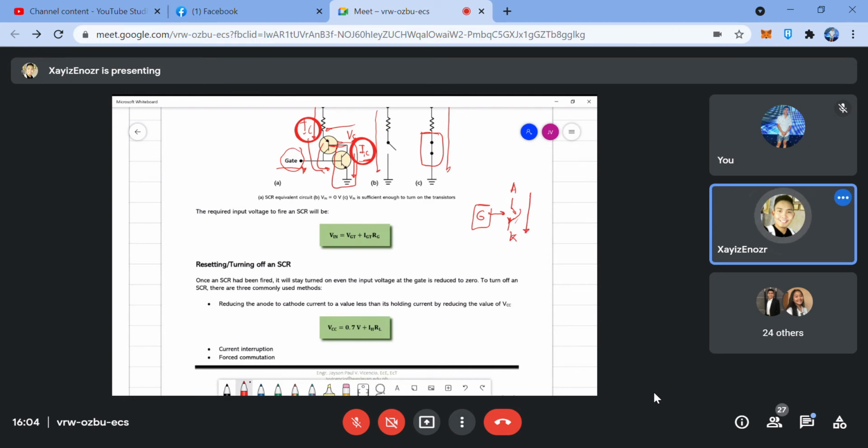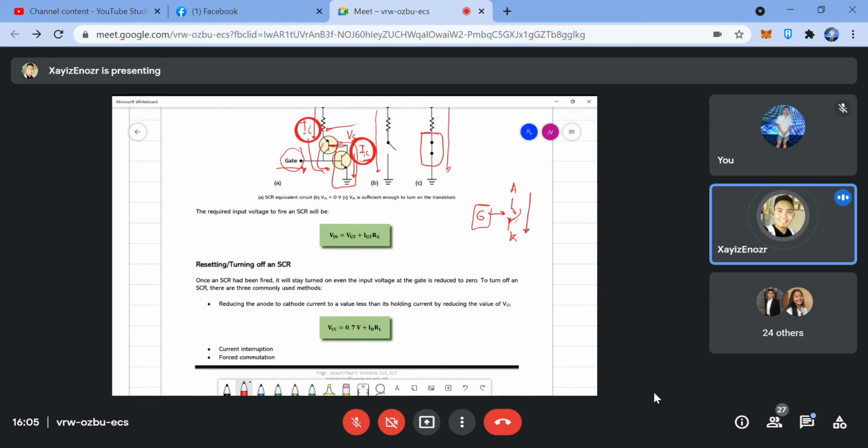So, ano yung kinakailangang input voltage sa may gate? Ito yon. Vin is equal to VGT plus IGT times RG. Where yung VGT dito is yung gate threshold voltage. Nasa specification niya. Then yung IGT, gate threshold current, plus yung RG.